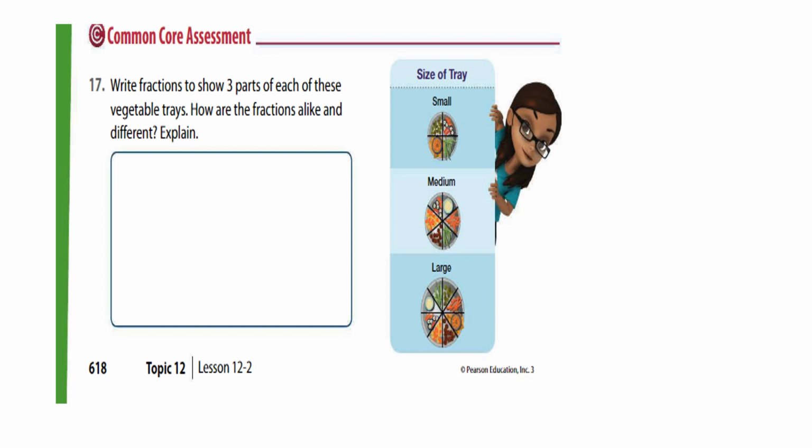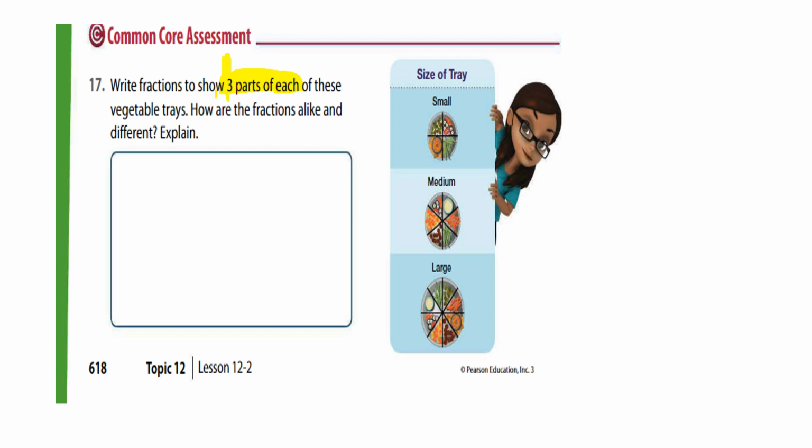17. Write fraction to show 3 parts of each of these vegetable trays. How are the fractions alike and how they are different? So first of all, you have to write the fraction for 3 parts. So your numerator in all of these trays will be 3. Very good. And in this tray, what is going to be your denominator? Let's count the whole. 1, 2, 3, 4. So the denominator will be 4 and the numerator is 3. Here the numerator is 3 and denominator will be 1, 2, 3, 4, 5, 6 and 7. And likewise here the numerator is going to be 3 and for the denominator you have to count the whole.